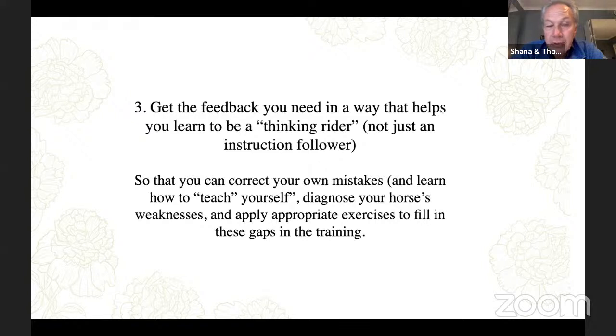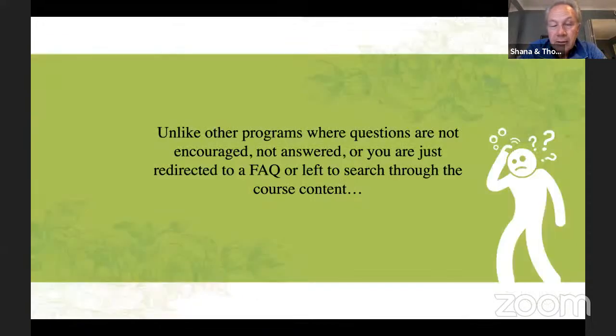So the goal is that you become a thinking rider and you understand what's going on, where it's coming from, what you need to change, or what you can change so it gets better, or so that the horse improves from here, so that ultimately you learn to diagnose yourself what's happening, and you can come up with solutions on your own, right? And so you're not always dependent on somebody else.